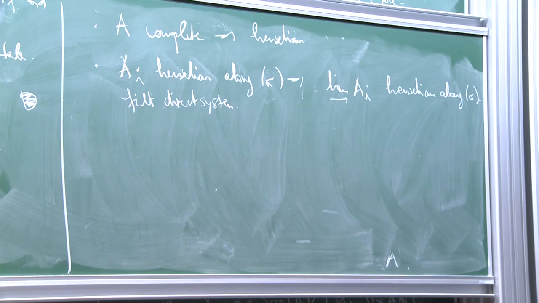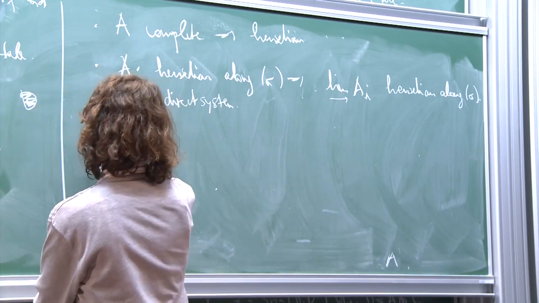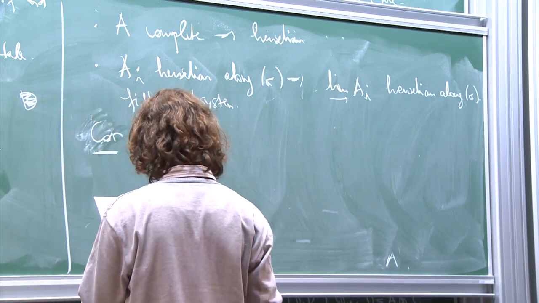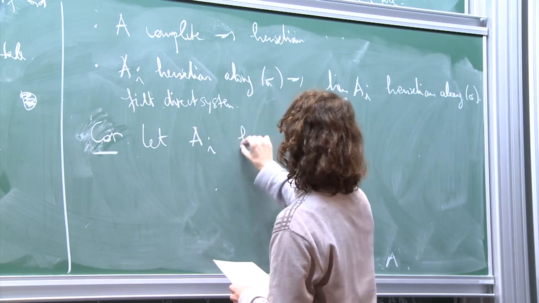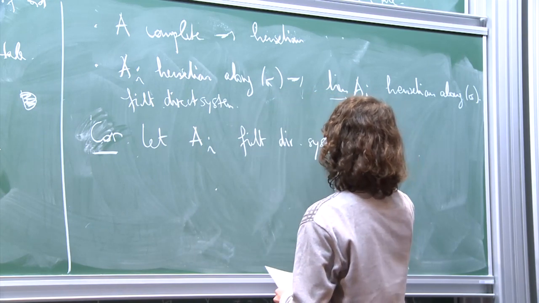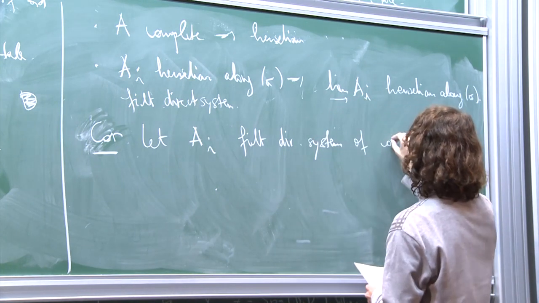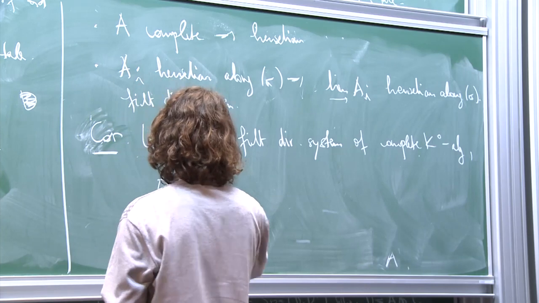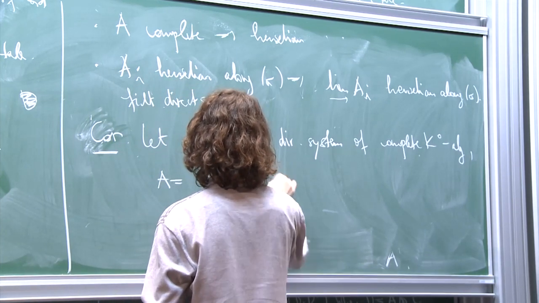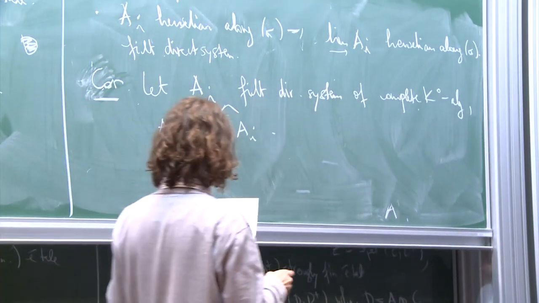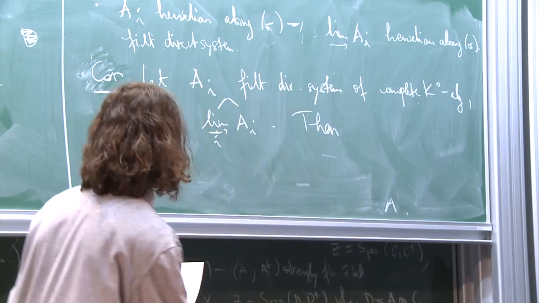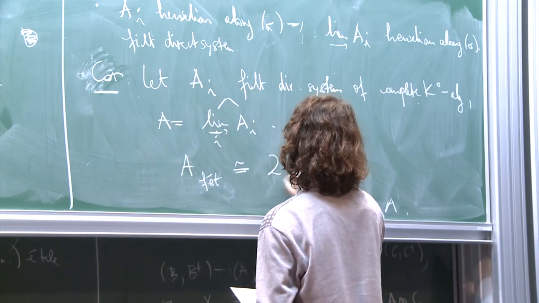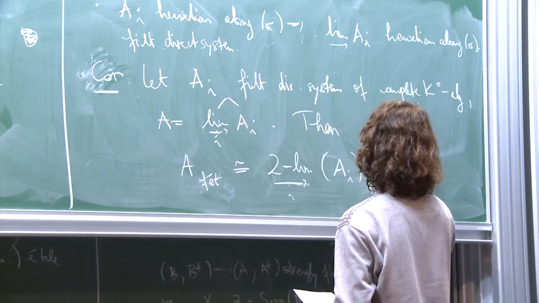Okay. And so this gives us the following lemma, or corollary, better to say, that if you have a filtered direct system of complete K-naught algebras and A is the completed direct limit, then the category of finite étale algebras over A is the 2-categorical direct limit of the category of finite étale algebras over the A_i.